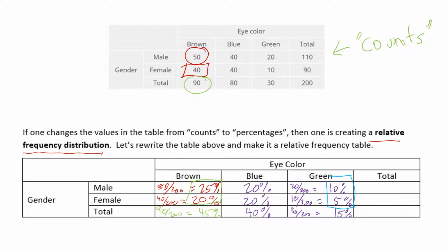Find the total percentage of survey takers that were male, 110 out of 200, which is 55%. Once again, if I add up those three percentages, I get 55%. And then the percentage of females is 90 over 200, which is 45%. And the last thing is the grand total of the students surveyed. That would be 100%. And that's how you figure out the relative frequency distribution.